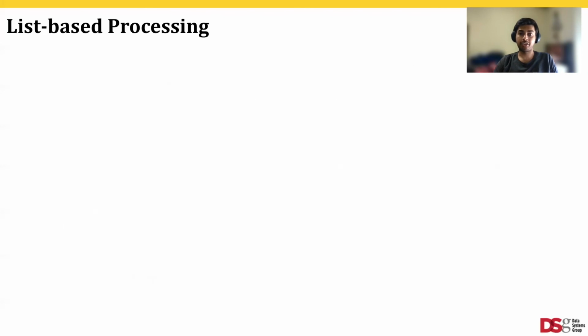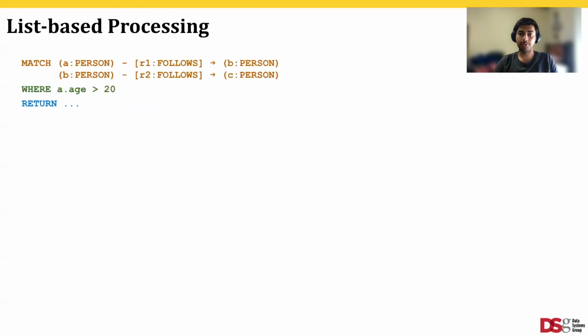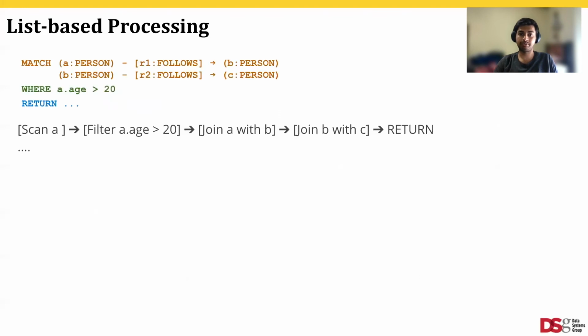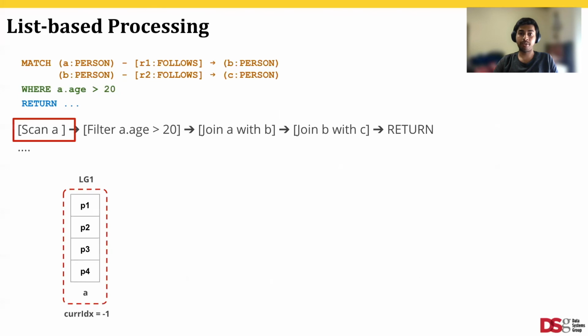I now run a simulation demonstrating list-based processing. Consider the same two-hop query and the query plan as before. The scan operator now creates a new list group called LG1 with a vector A containing person nodes.